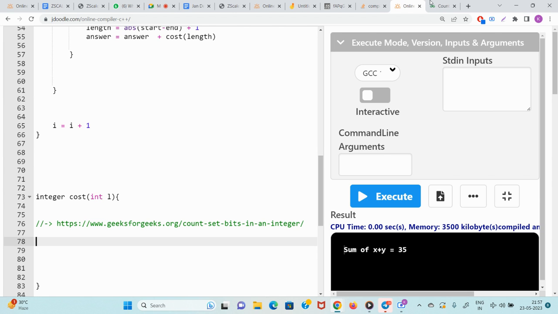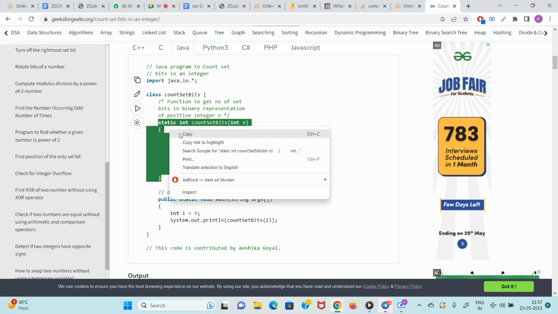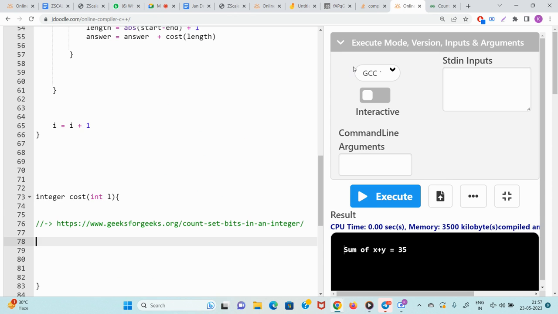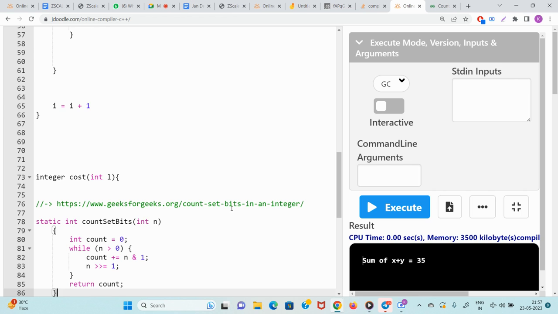Now just keep on dividing it by 2 and check whether the remainder is odd or even, and that is the number of 1s or 0s. If the remainder is even, then it is 0. If the remainder is odd, then the answer is 1. So you just write this like this, count set bits.